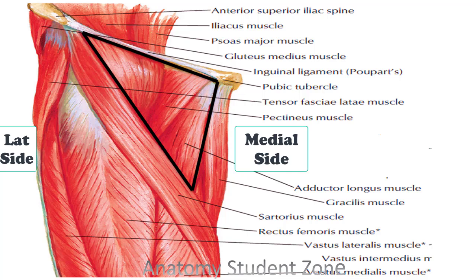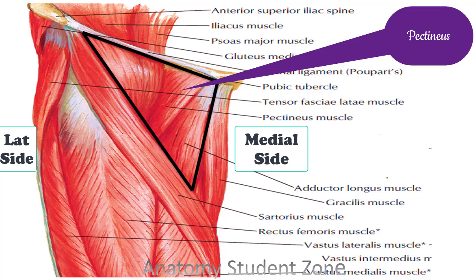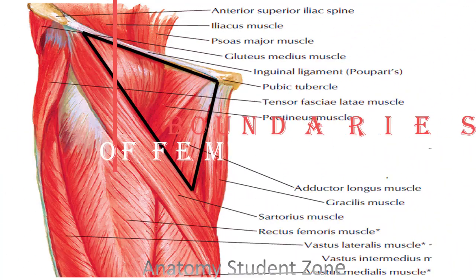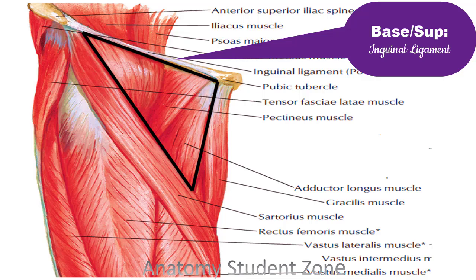The muscles that form the floor of the femoral triangle are iliopsoas, which is located laterally, as we can see here. And we know medial to the iliopsoas is the pectineus muscle. So pectineus forms its floor medially and iliopsoas forms its floor laterally. After covering its floor, now we will cover the boundaries of this triangle. Superiorly, or the base of the femoral triangle, is the same thing. Some books have mentioned base, while some books have used the term superior part. It is formed by the inguinal ligament, as we can see here.